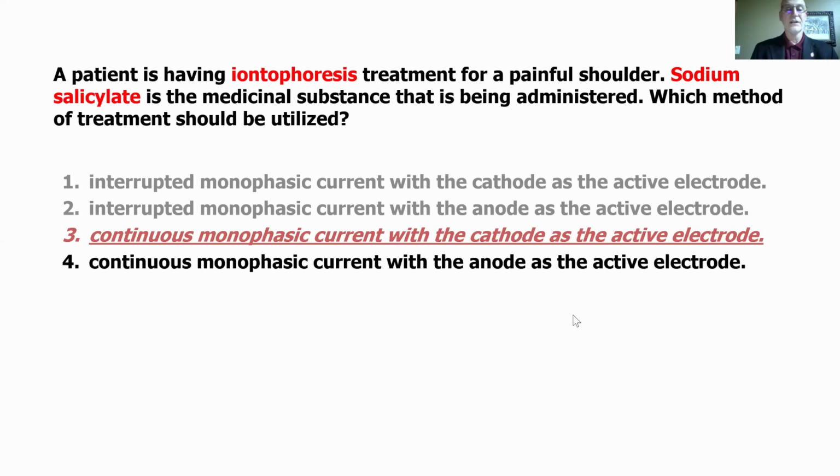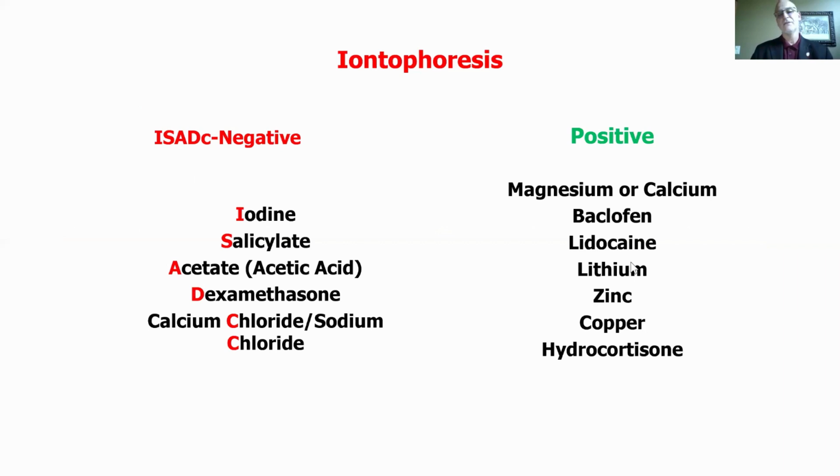And so a couple things. Continuous monophasic current, with the cathode as the active electrode. Somebody asked about what medications you should focus on. Well, I'll tell you in just a second. So if you know about the type of current, that helps you make a choice. And if you know about the medication, then that helps you make a choice. So what do you need to know? This is kind of what I would know.